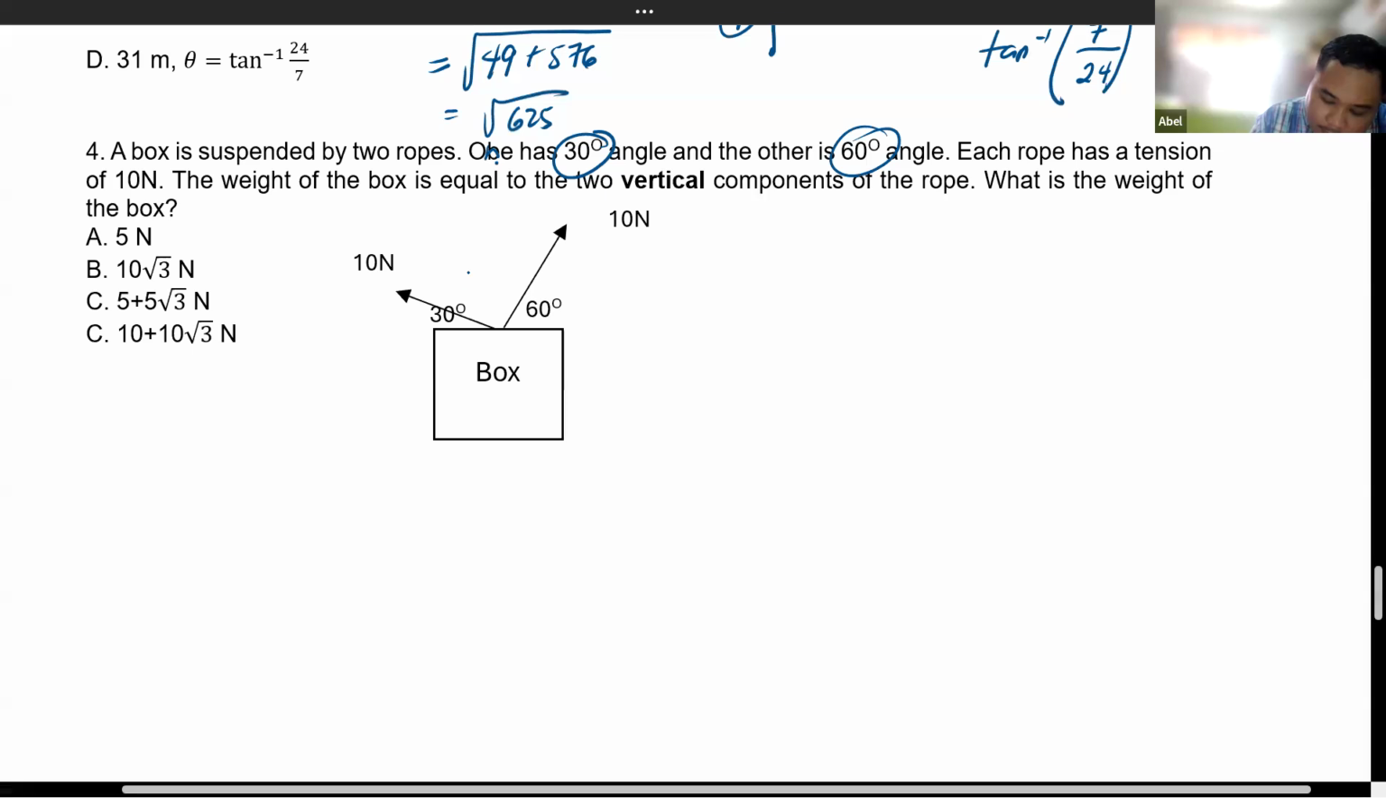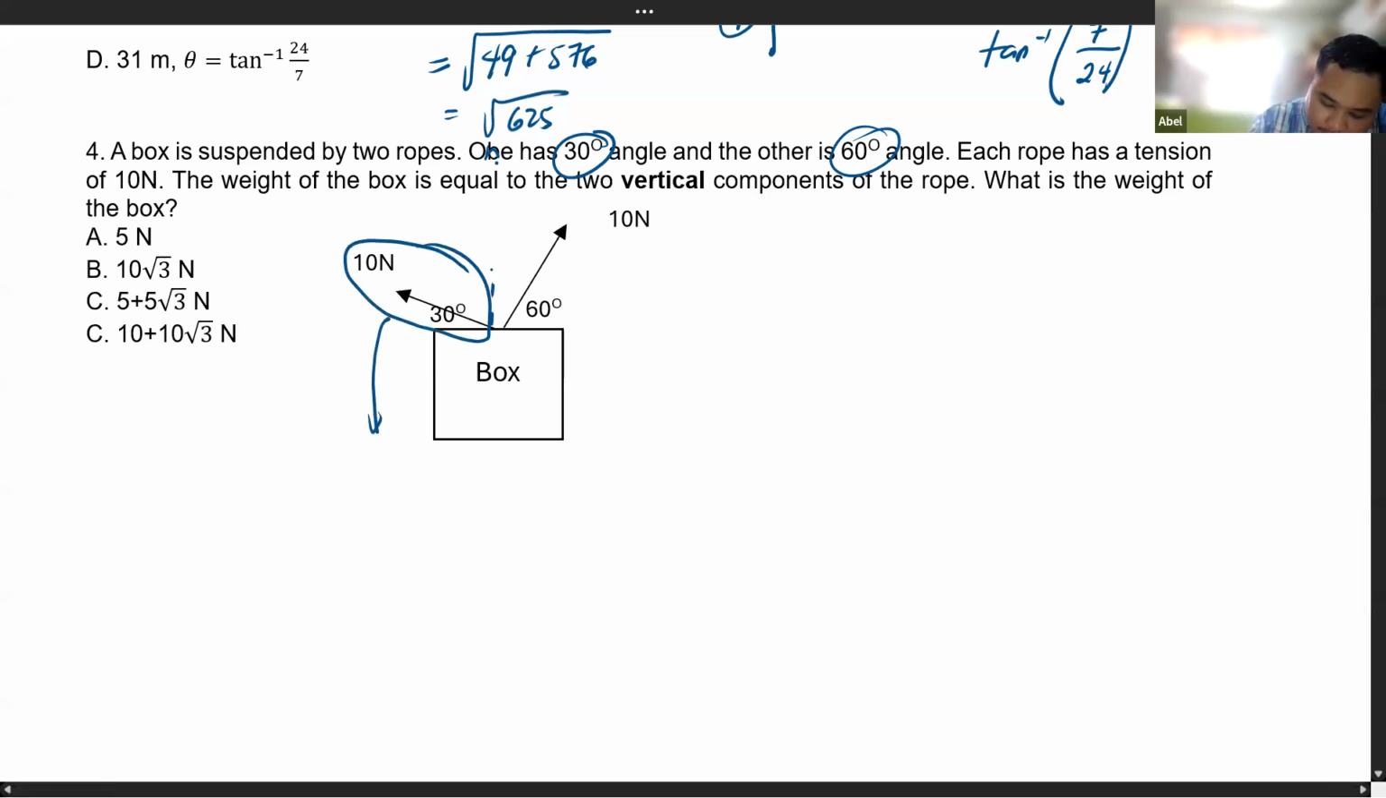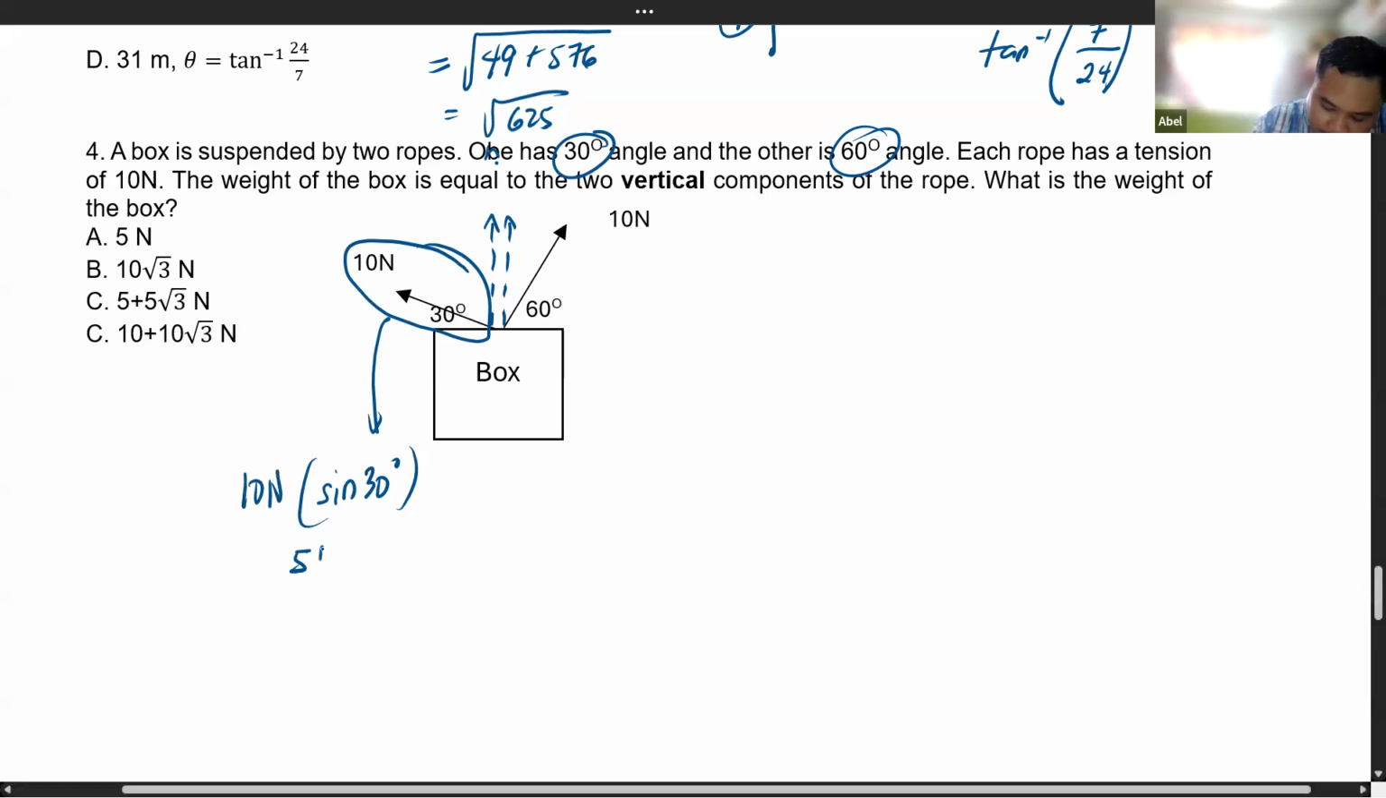Now, if you look here closely, we have the vertical components. So we could have this and have this. Okay. And so the vertical component of this is sine 30 degrees multiplied to 10 Newton. And this one is equal to 5 Newton because sine of 30 is 1/2, and 1/2 times 10 is 5 Newton. This is the vertical component of this rope. Now we have the other vertical component.